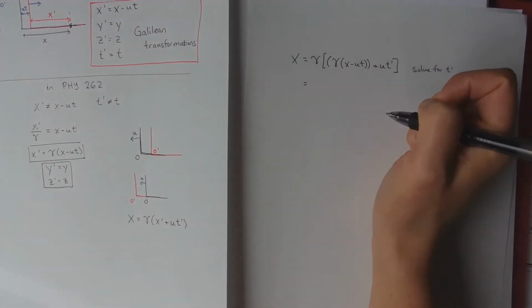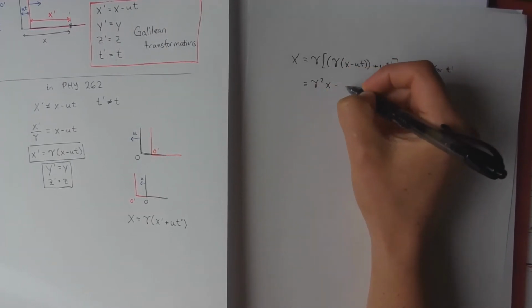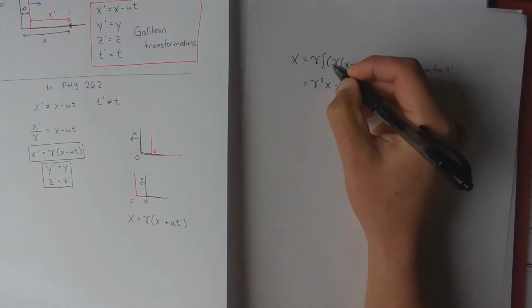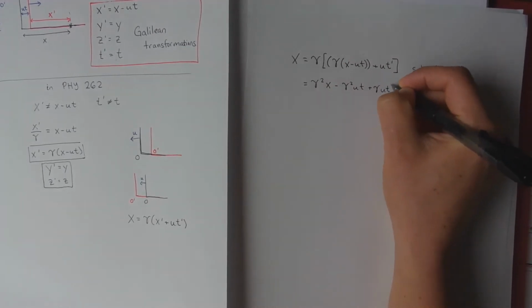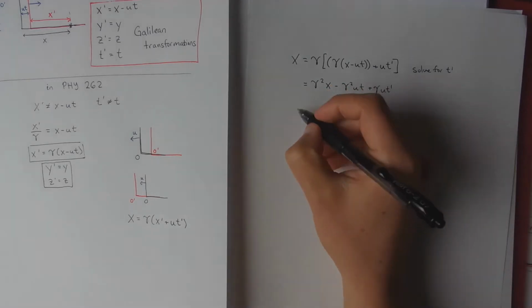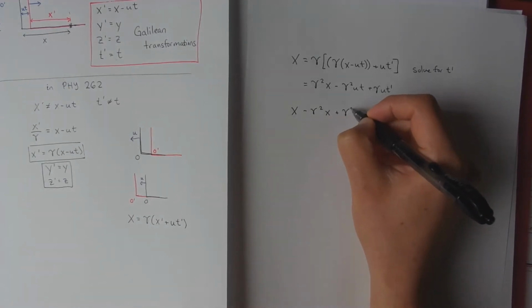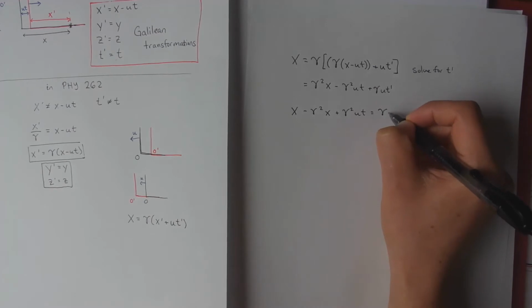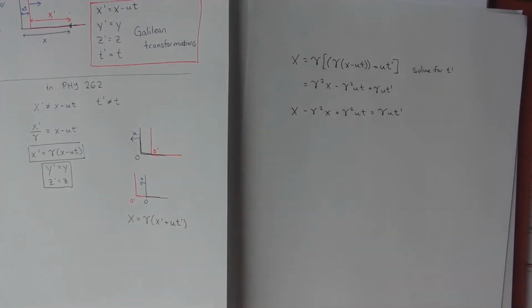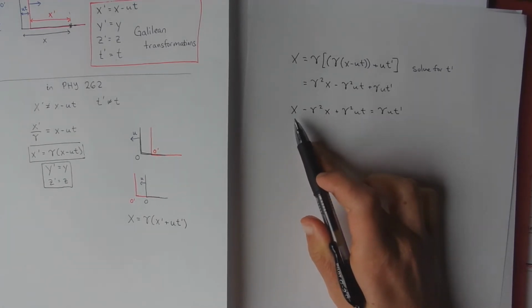So first let's distribute all the gammas that we have. It would be gamma squared times x minus gamma squared times ut plus just one gamma times ut prime. Then every term without a t prime is going to go over to the other side of the equation. So I have x minus gamma squared x plus gamma squared ut is equal to gamma ut prime. But now I have a problem because I have gamma squared and I have gamma, but this term doesn't have any gamma or gamma squared being multiplied by it.